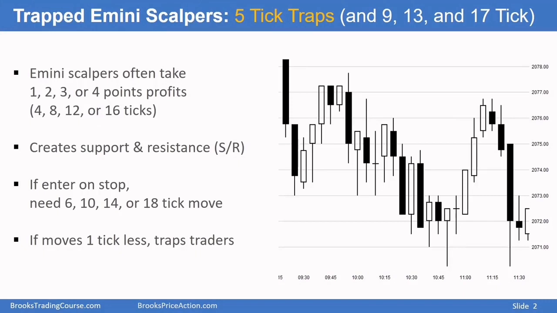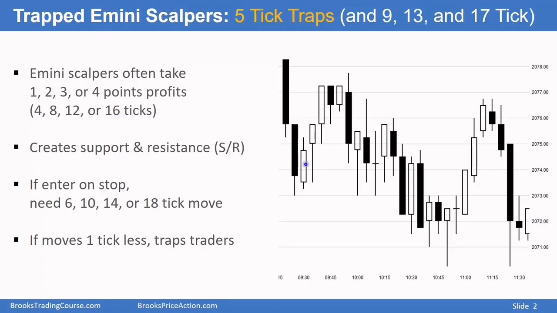E-mini traders, the scalpers, often take profits at 1 point, or 2 points profit, or 3 points profit, 4 points profit. 1 point is 4 ticks. 4 points profit is 16 ticks. That means that any move that is 4 ticks, 8 ticks, 12 ticks, or 16 ticks creates support and resistance.